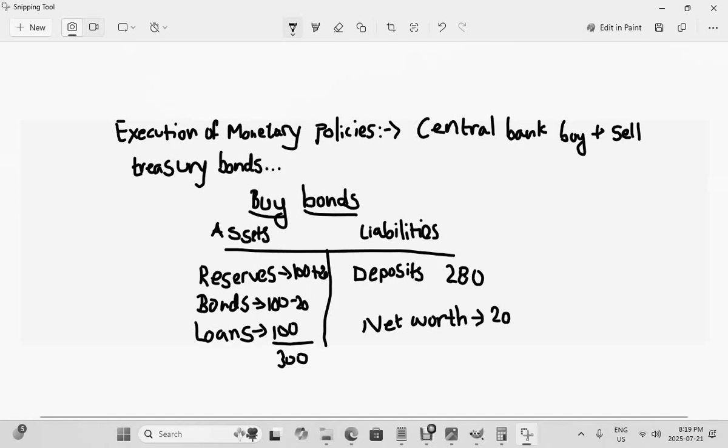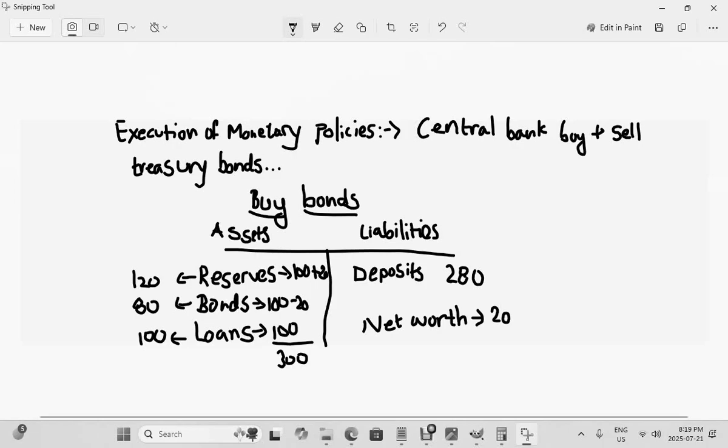So when the central bank goes ahead and buys bonds, you subtract 20 from 100, you add 20 to your reserve, which means now you have 120, let's say 120 million in reserves and 80 million in terms of bonds. And your loans will be 100. So 120 plus 80 is 200, 200 plus 100, your total will stay the same at 300. Your net worth won't change.